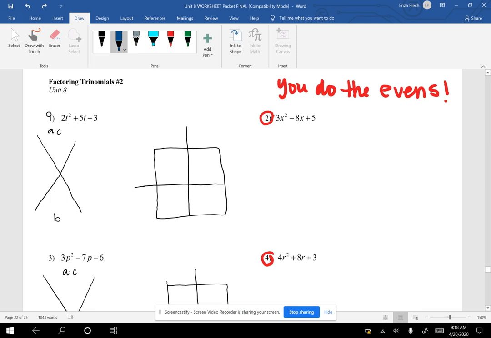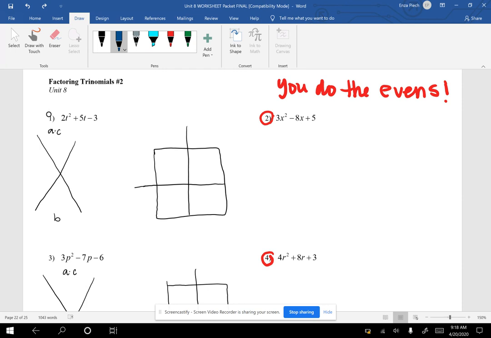Okay, we're going to do some more factoring practice with trinomials. So you can see here I've got page 22 in the blue homework packet, and I'm going to go through the odd numbers, and I would like you to work on the even numbers. I've already set up our X and the box so that we can do our factoring.